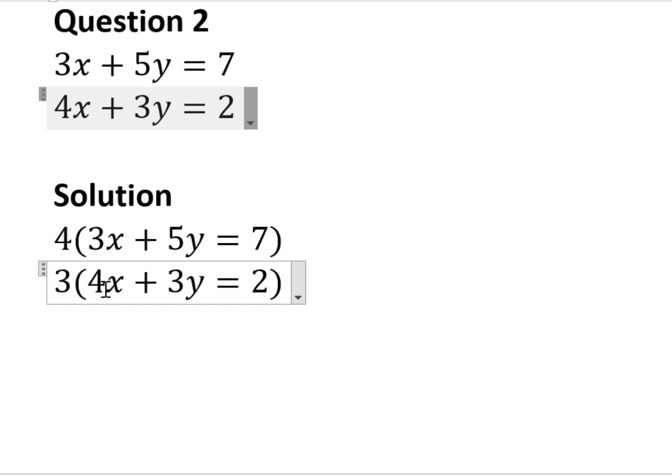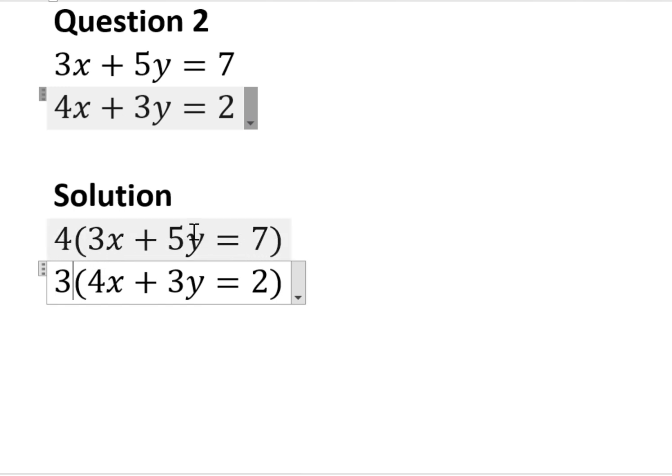So what we have done is that we have decided to eliminate x. Because we have decided to eliminate x, we have taken the coefficients of x, interchanged them, and used them for multiplication. The coefficient of x here is 3, we have multiplied by it the lower simultaneous equation. The coefficient of x is 4, we have used it to multiply the first simultaneous equation.